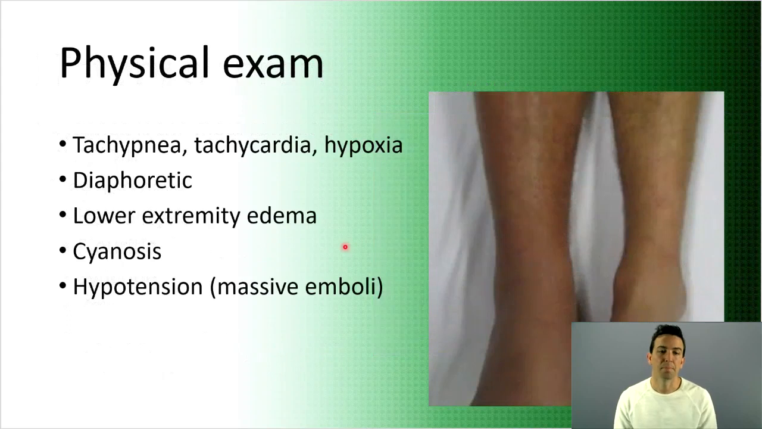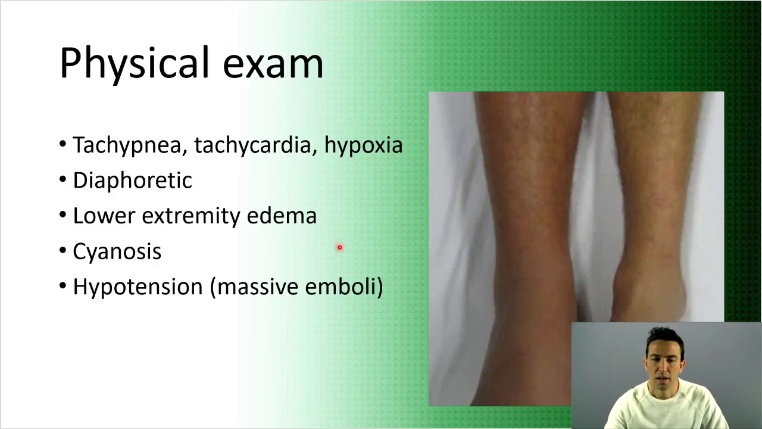On physical exam, the classic progression of vital signs that you'll see is someone who's tachypneic, tachycardic, and hypoxic. Obviously, this doesn't feel good, and so they're going to be sweaty, diaphoretic. Look at their lower extremities. They could have lower extremity edema, one bigger than the other. Could be some cyanosis, and again, if this is a massive PE, then you're looking for signs of shock, if they're hypotensive.